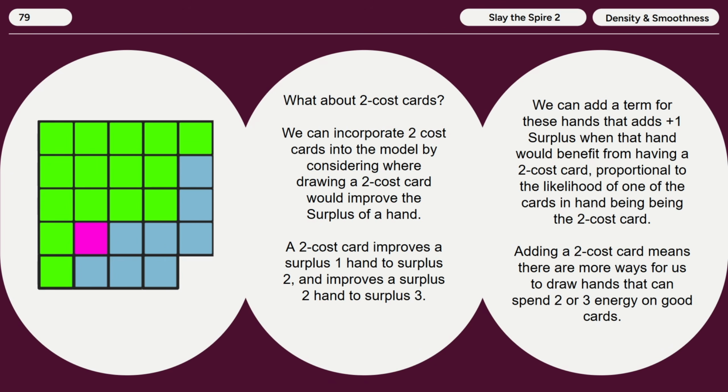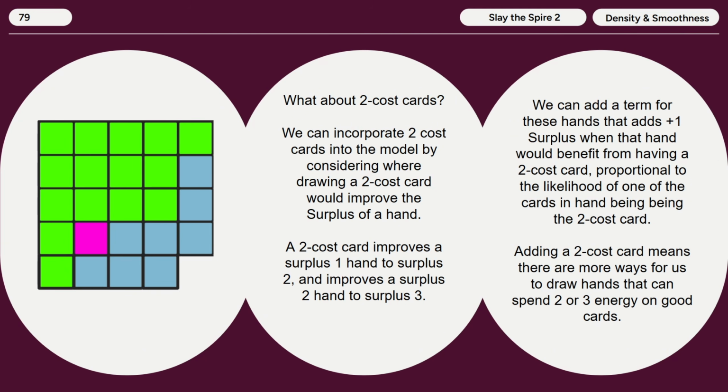We can incorporate 2-cost cards into this model by considering where drawing a 2-cost card would improve the surplus of the hand. So a 2-cost card, when do you actually get to play more effects with it? Well, if you draw a 2-cost card in a 2 green hand, or if you draw a 2-cost card in the 1 green hand, you do actually get to play that. It improves your surplus compared to if both of the cards cost 1. So at the surplus evaluation phase per hand, I added the term that adds +1 surplus when the hand would benefit from having a 2-cost card.